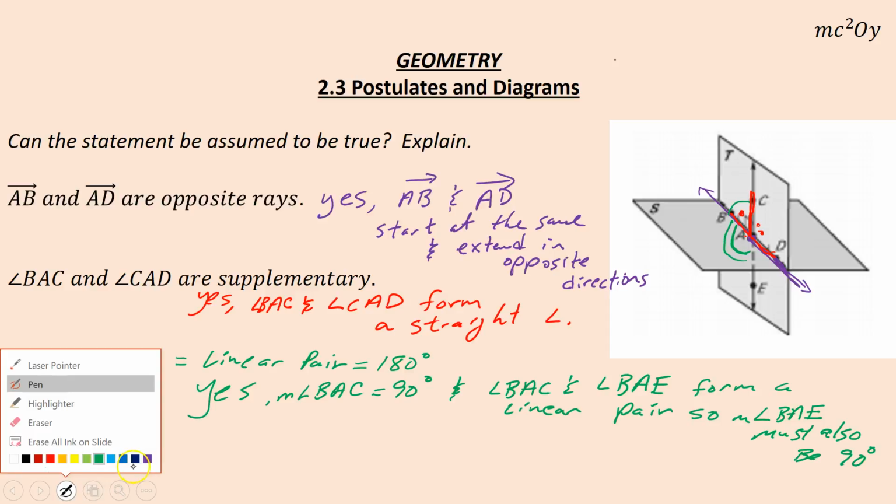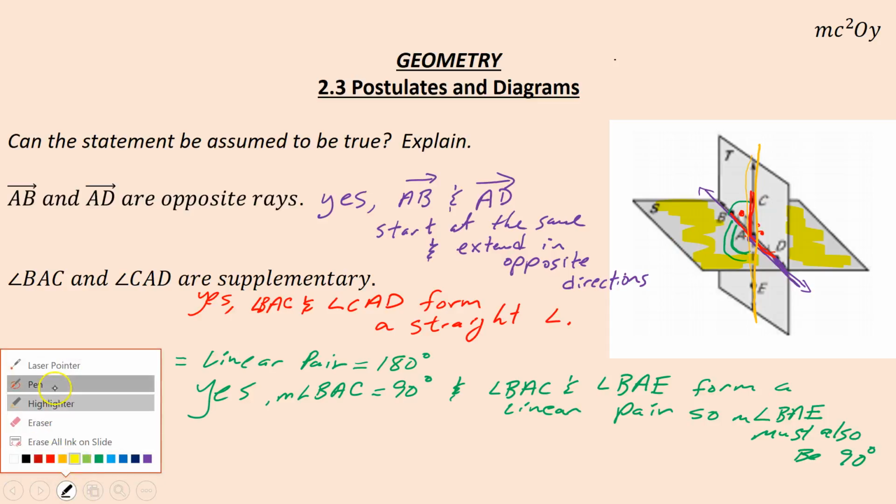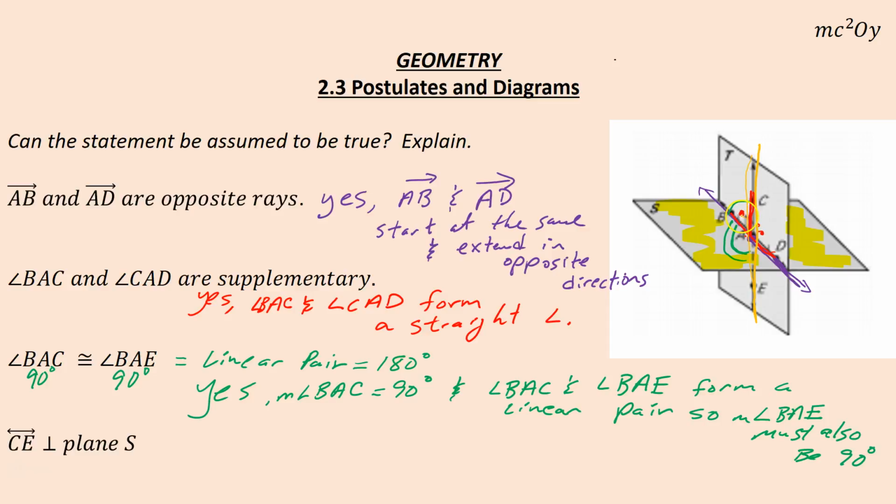So let's see if I have any other colors that I can still see available. We'll try orange. Line CE, so this one right here, is perpendicular to plane S. Plane S is the plane running, let's highlight that one. So we're looking at this plane right here. Well, we can see right in here that there is a right angle marking. That right angle marking shows that this line, CE, is perpendicular to plane S.